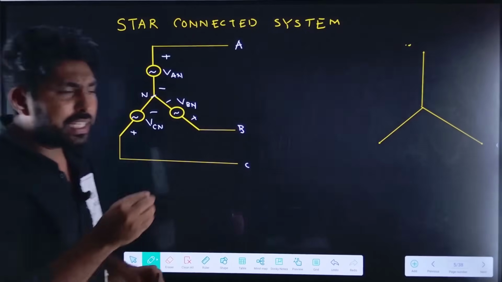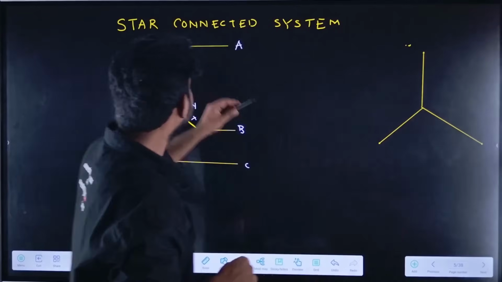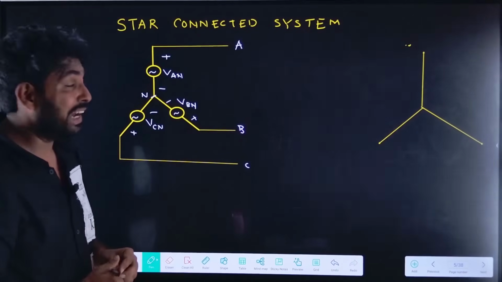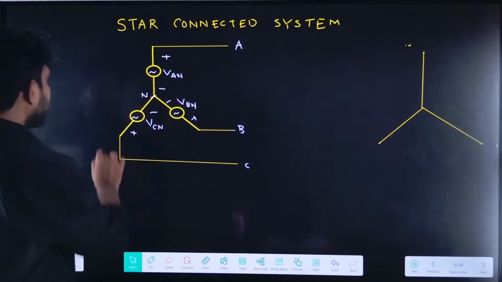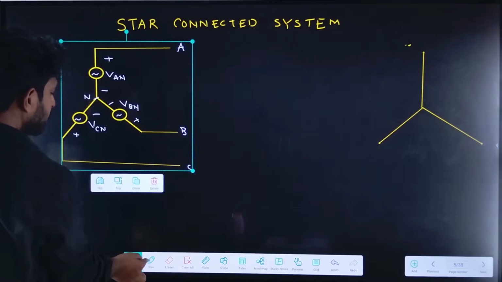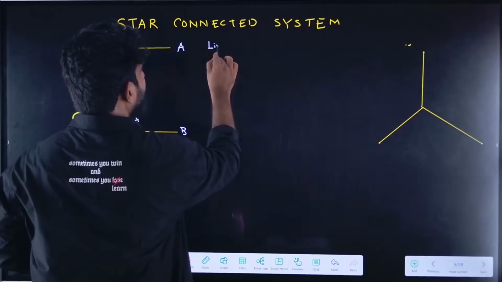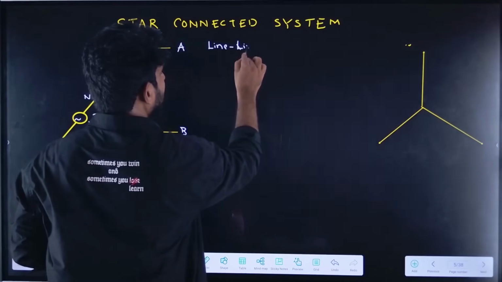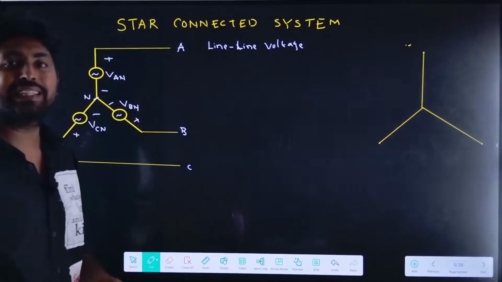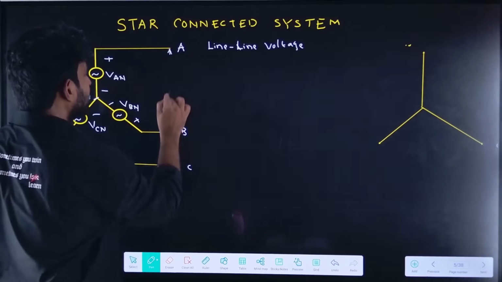Now let us define what the line voltage and the phase voltage are. Here we have the three lines A, B and C. These are called lines. If the voltage is between two lines, line to line voltage, we can call this a line voltage. Here, what are the voltages? A and B, that is VAB.